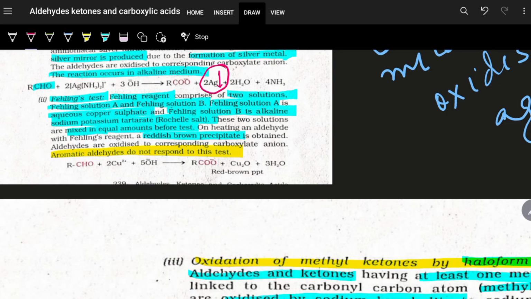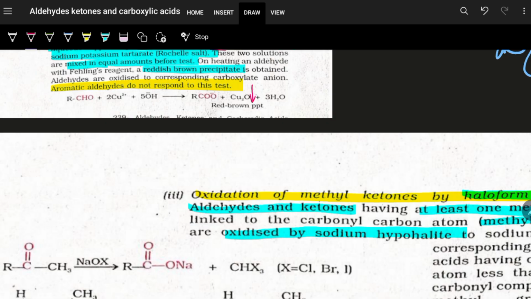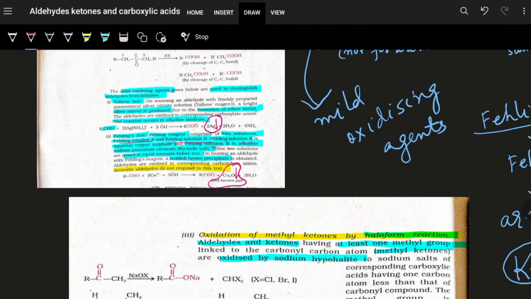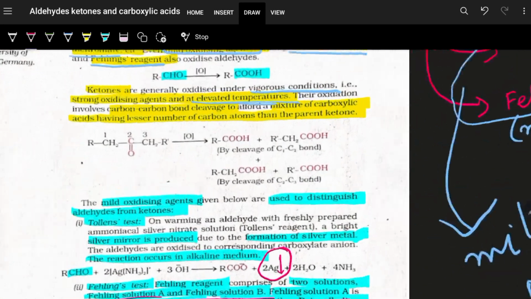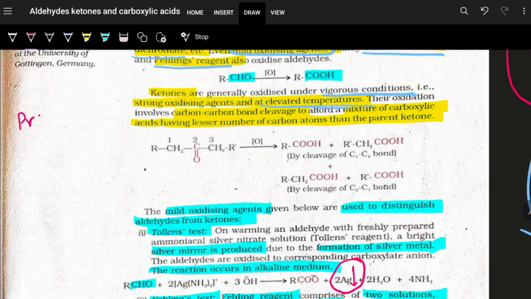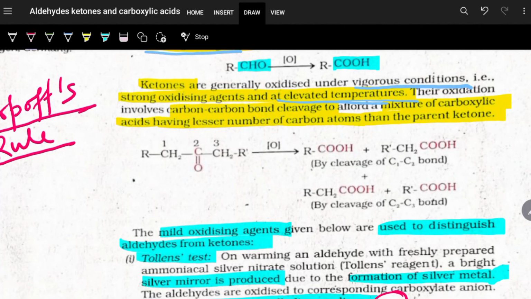Next is Fehling's test, where I told you it is two solutions, Fehling A and Fehling B, which you mix in equal volumes. I told you what is Fehling A and what is Fehling B, same thing here. And what you will obtain is a reddish brown precipitate of Cu2O. Okay, so this is it. Now coming to the ketone part, there is a rule which is known as Popoff's rule that will tell you which set of compounds is your major product for ketones. Like you have taken this type of ketone, where both sides of the carbonyl are different.